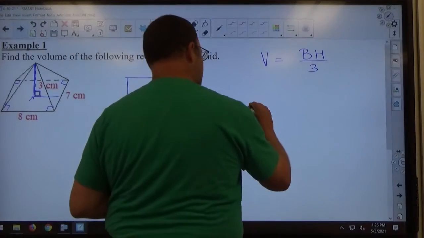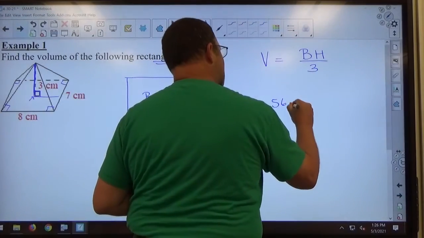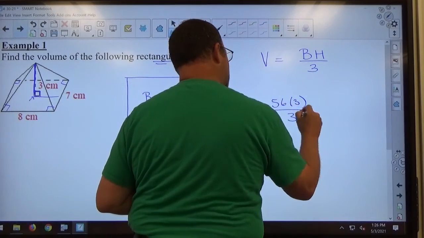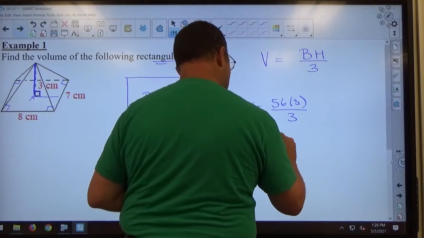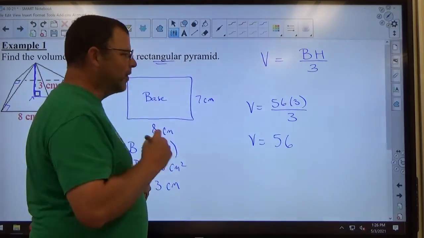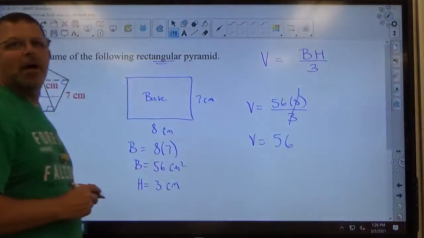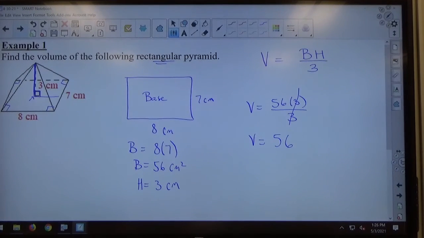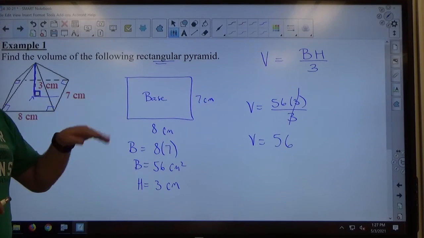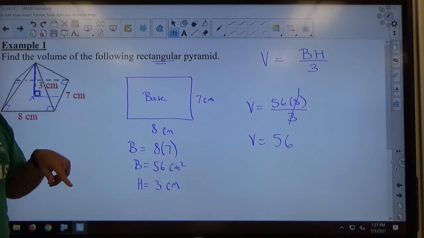So volume equals 56 times 3 divided by 3. What does that equal? How'd you get that so quick? The 3's cancel. Okay, sometimes that happens. So if you happen to get a division where a number up on top, either the B or the H, divides by 3 evenly, by all means divide first. Then multiply if you want to. Or you can multiply first, then divide. You can use a calculator if you feel like it. I hope you don't have to on this one.